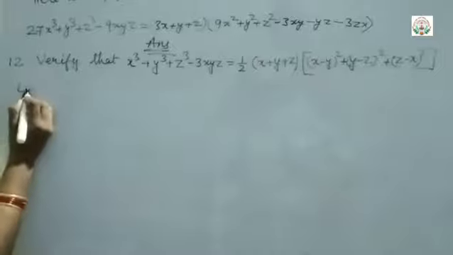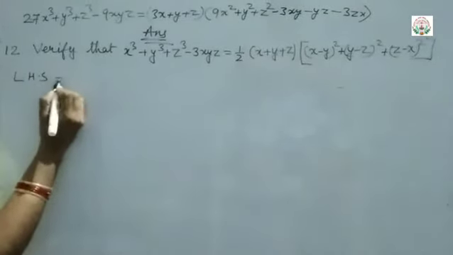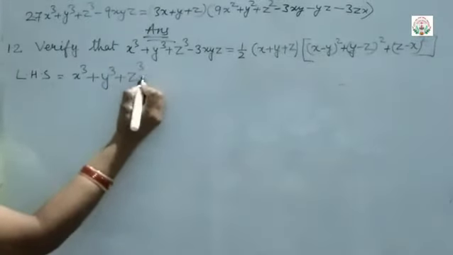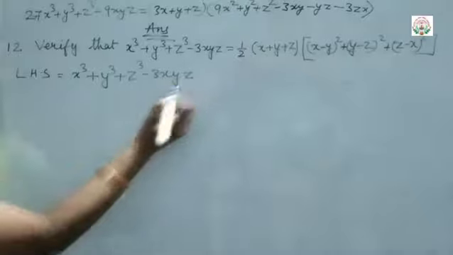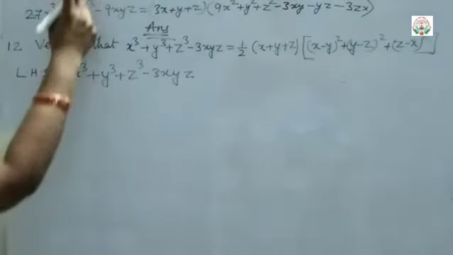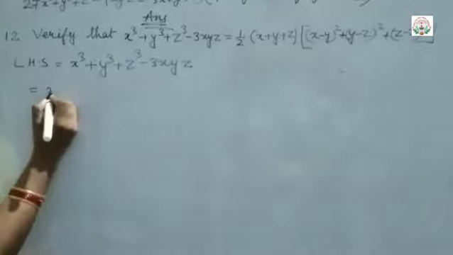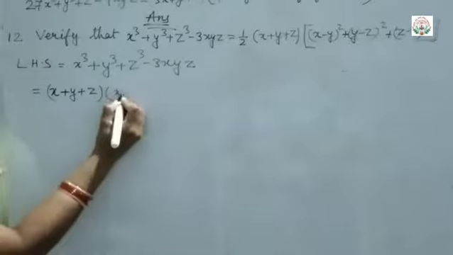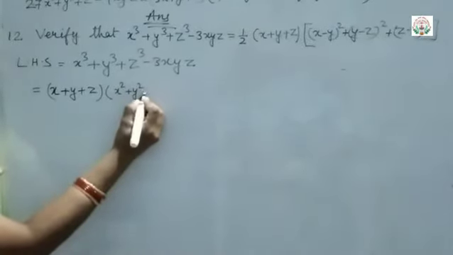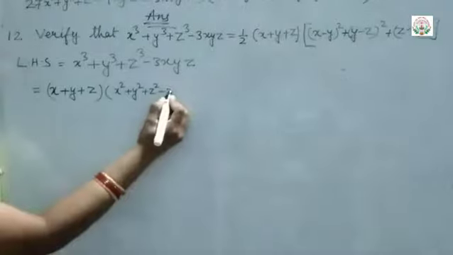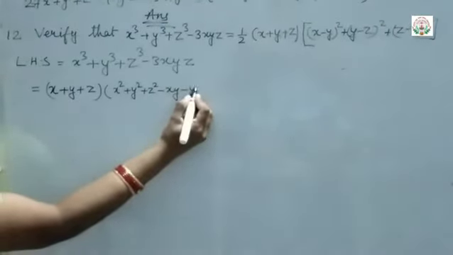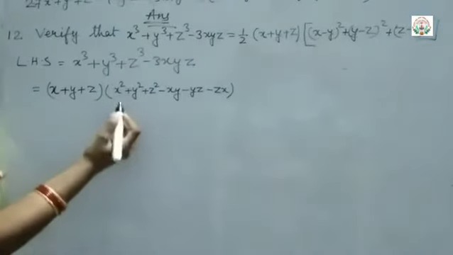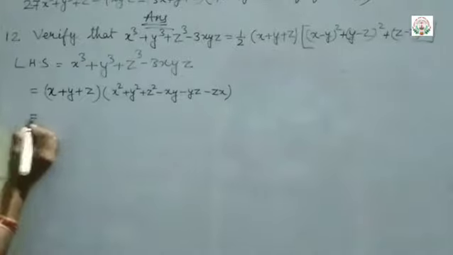So now we will begin with LHS. Okay, what is that LHS? x cube plus y cube plus z cube minus 3xyz. We know the formula of this one, which we have used above. What is it? (x plus y plus z) into (x square plus y square plus z square minus xy minus yz minus zx). This we have seen. Okay, using identity. Now, what will we do?